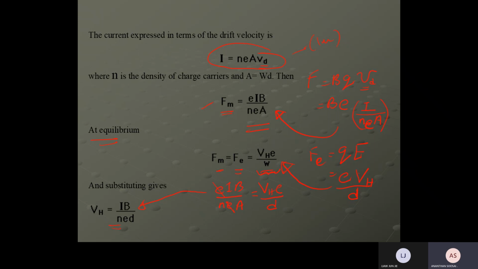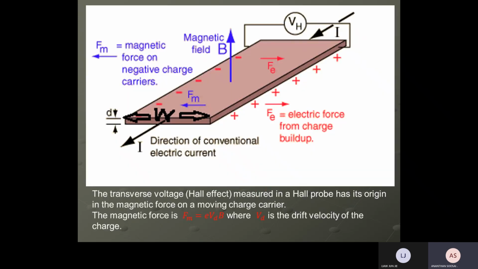So A has been substituted with what? A is the cross-sectional area, so it is substituted with this formula. Cross-sectional area is W times D. What is W? What is D? We go back to the diagram. So this is W and D. W times D is the cross-sectional area, the area of the thin slice. The current flows this way. This is the cross-sectional area, right? So W times D.